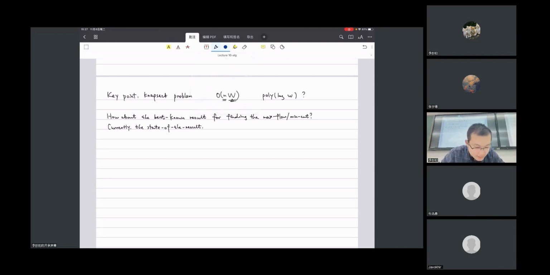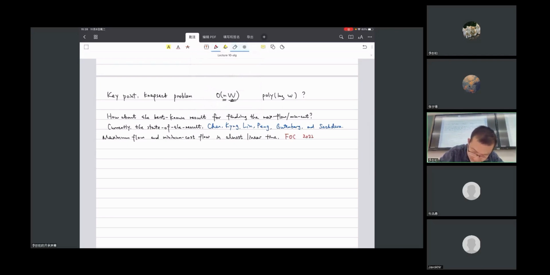It's achieved by quite a few authors, Chen, Kyng, Liu, Peng, Probst Gutenberg, and Sachdeva. The title of this paper is quite intuitive: Maximum Flow and Minimum Cost Flow in Almost Linear Time. So this was a FOCS 2022 paper. FOCS is one of the best conferences in theoretical computer science. And if you're interested, there is also an arXiv number here.